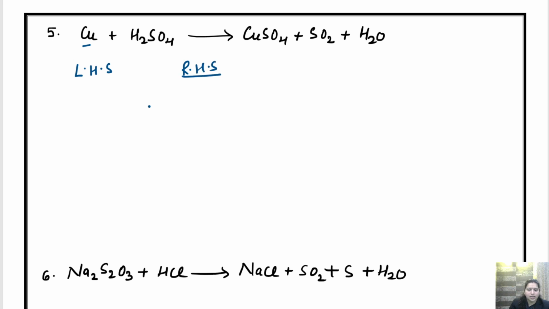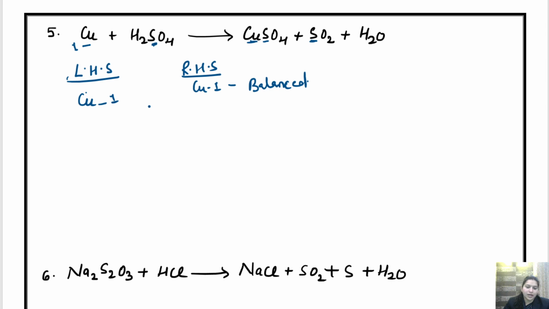सबसे लीस्ट कौन सा है? कॉपर. So copper is how much? 1. Here also we have 1. So copper is 1 and copper is 1. So it is balanced. Next we have sulfur. Sulfur we have 1 and here we have 2 sulfur.